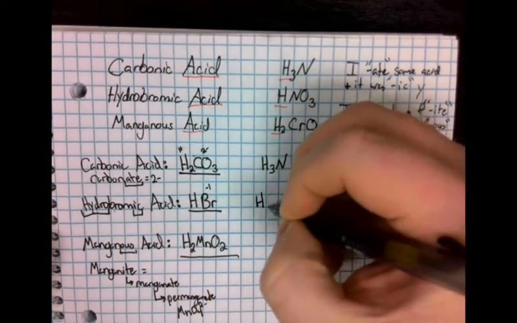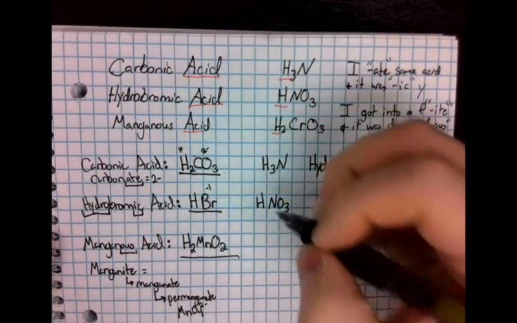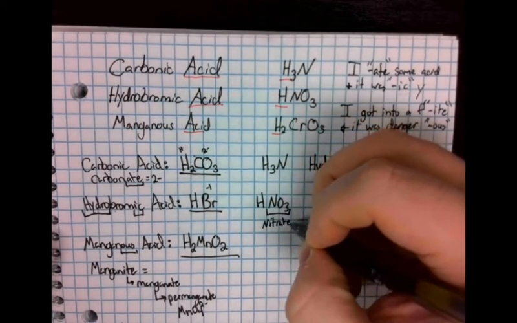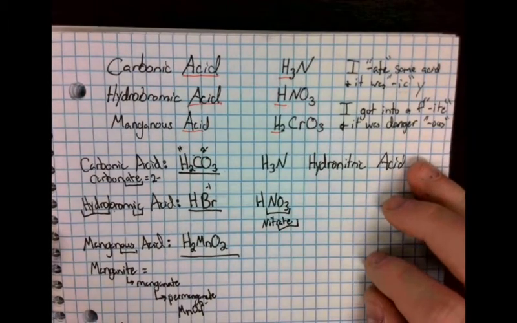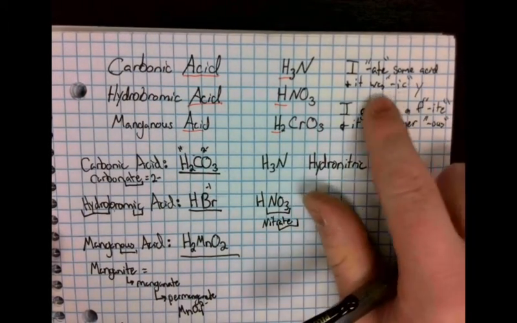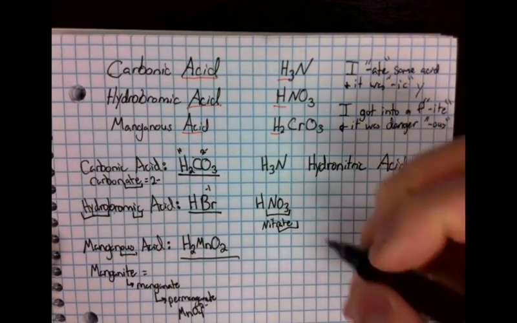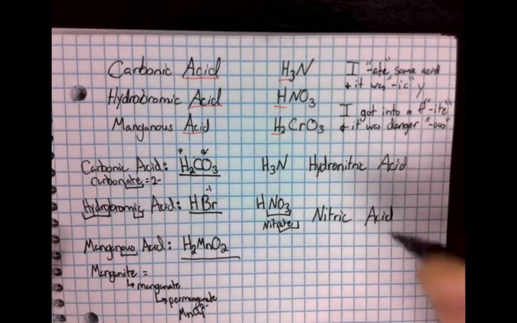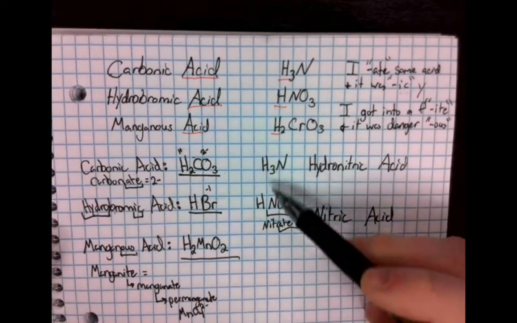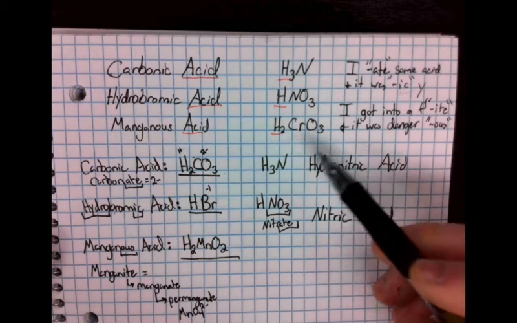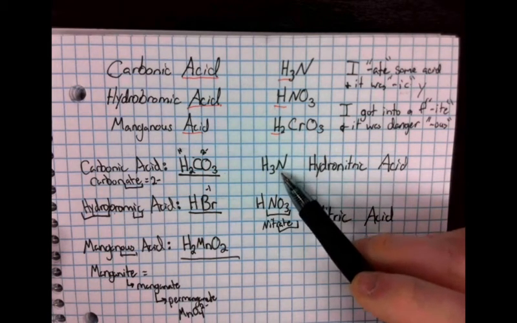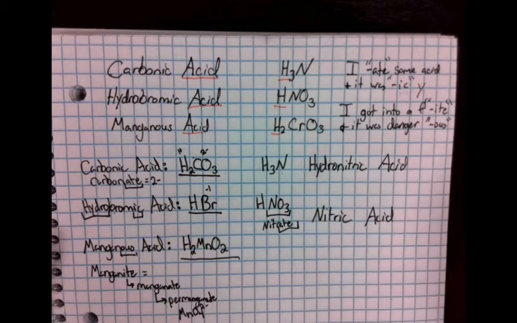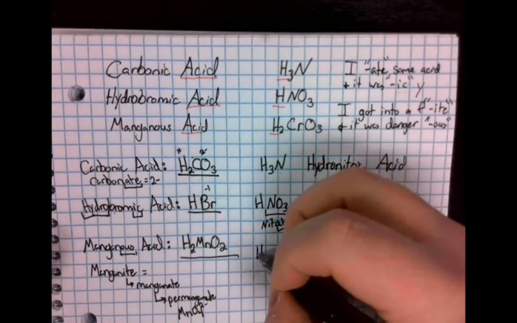Okay, next we've got HNO3. Now we're looking at NO3. That would be nitrate. Ate endings: I ate some acid and it was icky, so we're going to change that ate and turn it into nitric acid. Notice these are very similar, but their formulas are completely different. Again, hydro is usually meaning single element, whereas no hydro tells you it's probably a polyatomic, or it is a polyatomic.